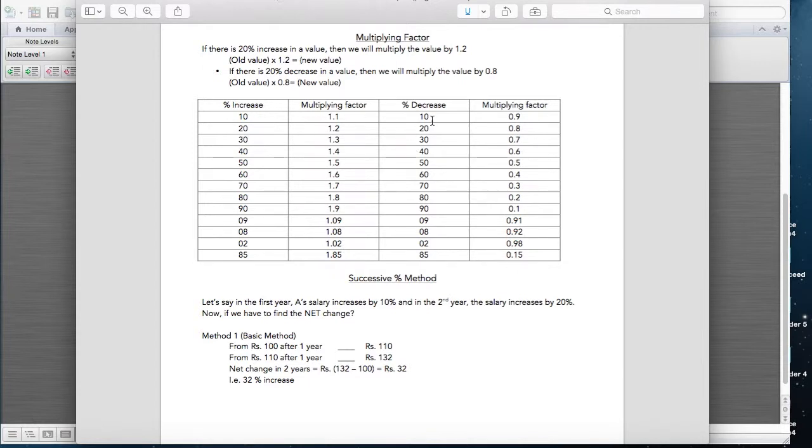In case of percent decrease, the multiplying factor is, suppose 10% decrease, we'll multiply it by 0.9, because 100 minus 10 is 90. 20% decrease, 100 minus 20 is 80, so we'll multiply it by 0.8. Suppose we decrease the value by 9%, 100 minus 9 is 91, so we'll multiply it by 0.91.